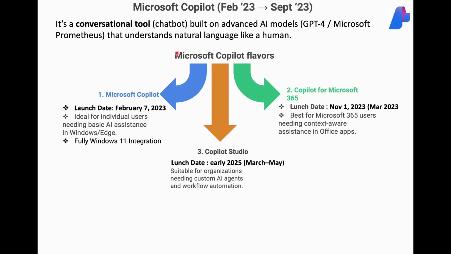The next one is the Microsoft Copilot. Copilot is a conversational AI assistant tool built on ChatGPT 4 and Microsoft Prometheus. It comes in three versions basically. The first one is the Microsoft Copilot built into Bing or Windows, and the second one is the Copilot for Office 365. It is based on Office 365's flavor like Word, Excel, Outlook. And the third one is the Copilot Studio, to build your own AI assistant with very limited code.